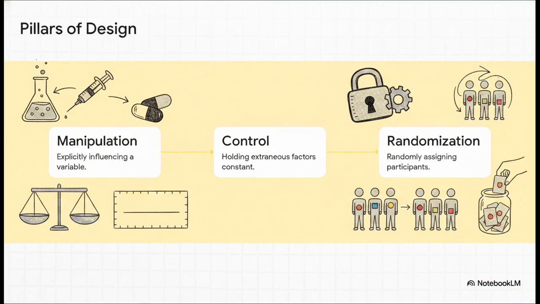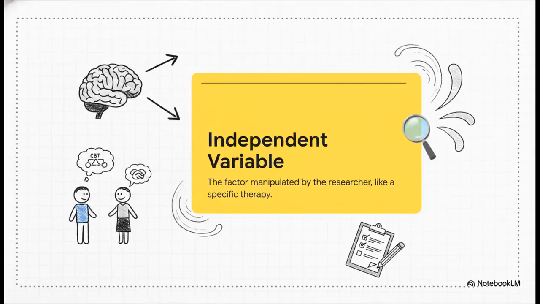Let's step inside the lab for a second. A true experiment basically relies on 3 foundational pillars. First up is manipulation, meaning you explicitly decide who gets your new sleep therapy. Second is control. You have to attempt to hold all other extraneous factors constant, making sure both groups have the exact same room temperature, the same caffeine intake, all of that. And third, randomization. You randomly assign patients to different groups so they are perfectly comparable before you even begin the test.